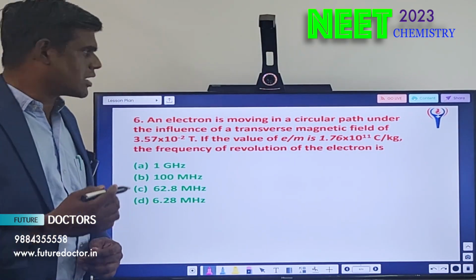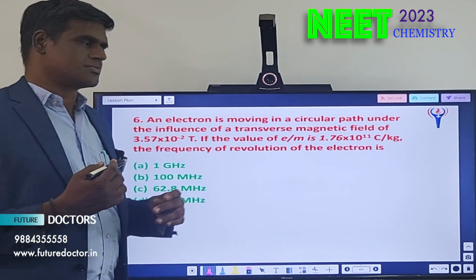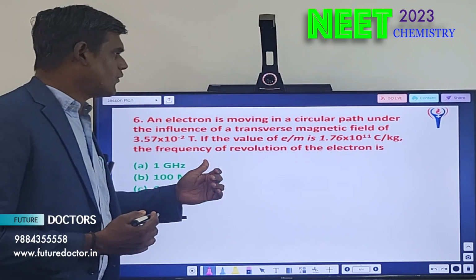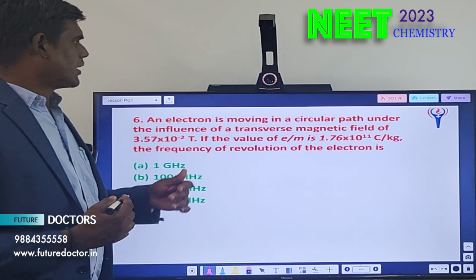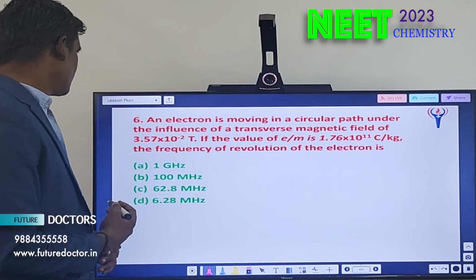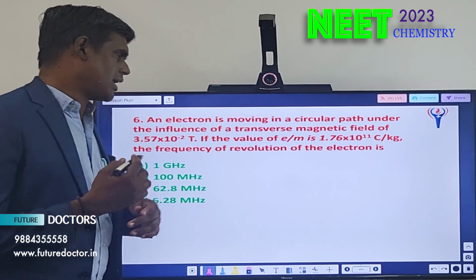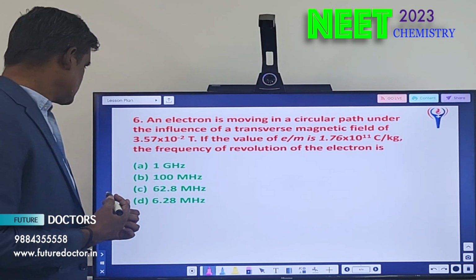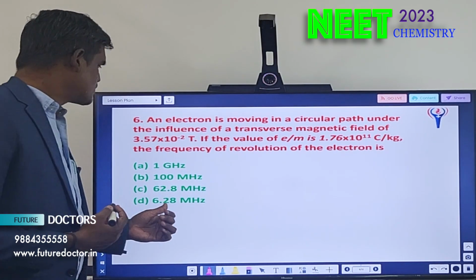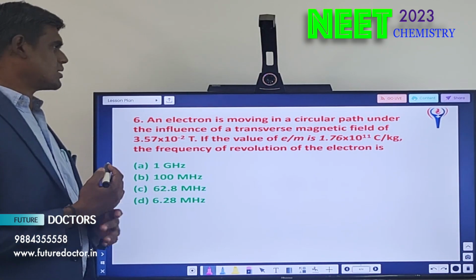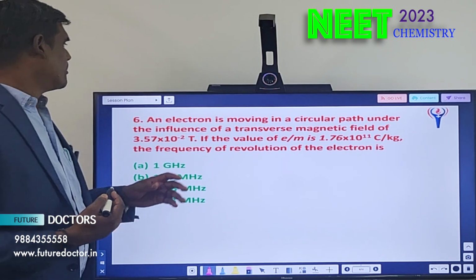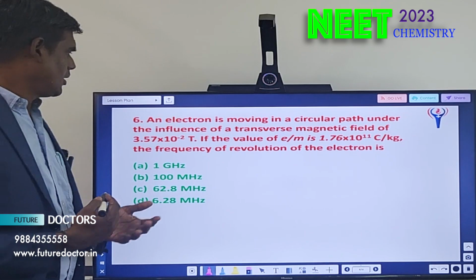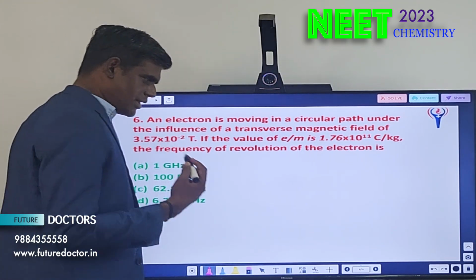An electron is moving in a circular path under the influence of a transverse magnetic field of 3.57 × 10^-2 Tesla. If the value of e/m is 1.76 × 10^11 coulomb per kilogram, the frequency of revolution of the electron is dash. A, 1 GHz. B, 100 megahertz. C, 62.8 megahertz. D, 6.28 megahertz. Here you should know the relationship between the frequency, magnetic field, and the e/m value, that is the cyclotron formula. By knowing the formula, you are able to find the solution for this. Let's move to the last question.